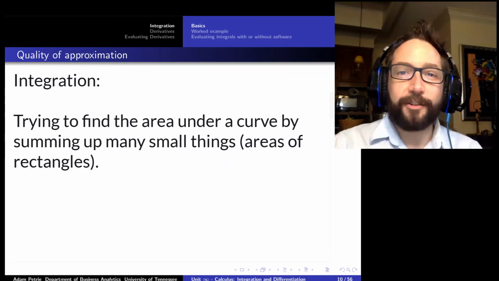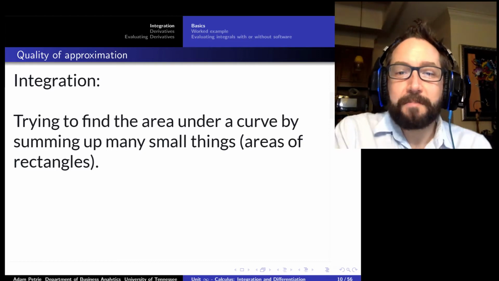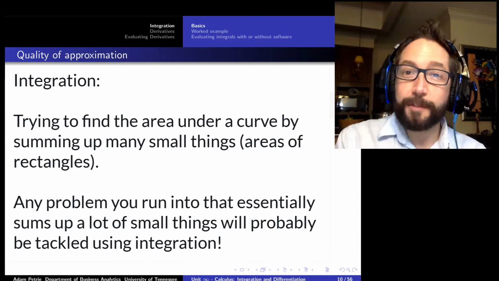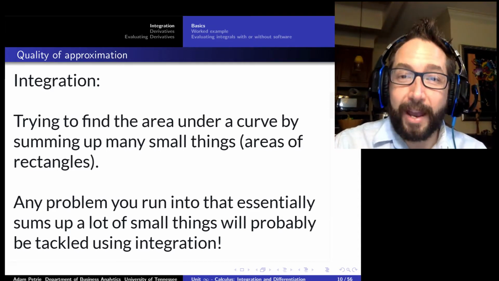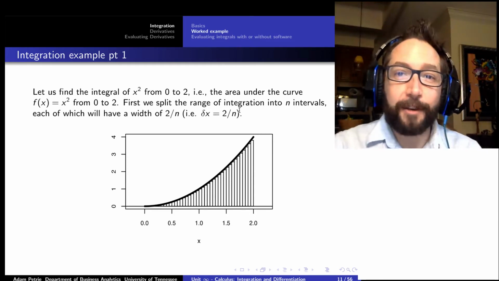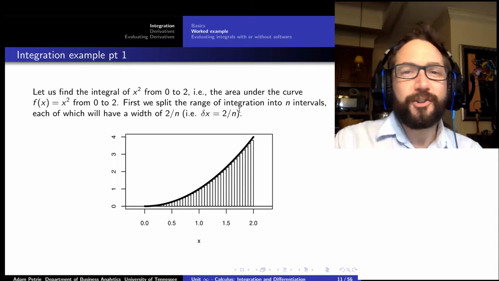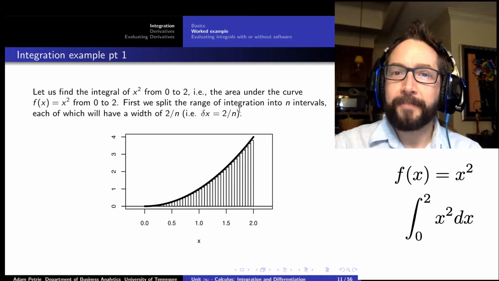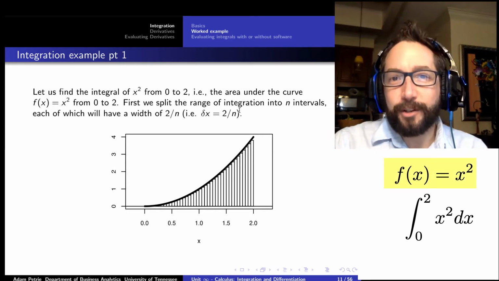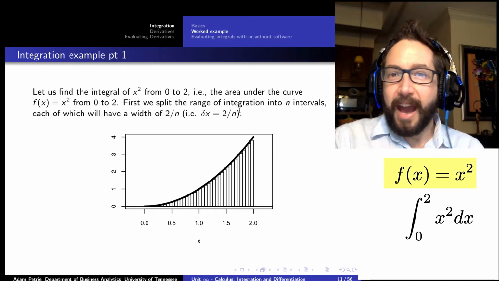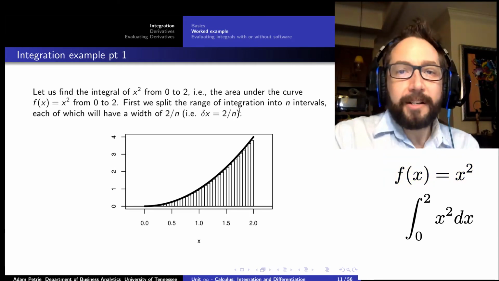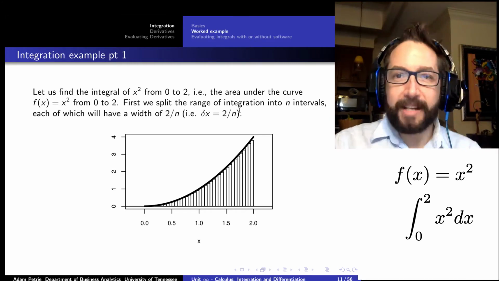So whenever you find yourself in a problem in business analytics where you're summing up a lot of little things, well, very often calculus and integration specifically is where you're going to end up. So let's see how this exact result, the exact value of the area underneath the curve, emerges for a bit of a simpler example. Let's take the classic example where we're looking at the curve f of x equals x squared. So the height of the curve at any particular value of x is just the square of that value of x. And let's try to approximate this area by a sequence of rectangles.